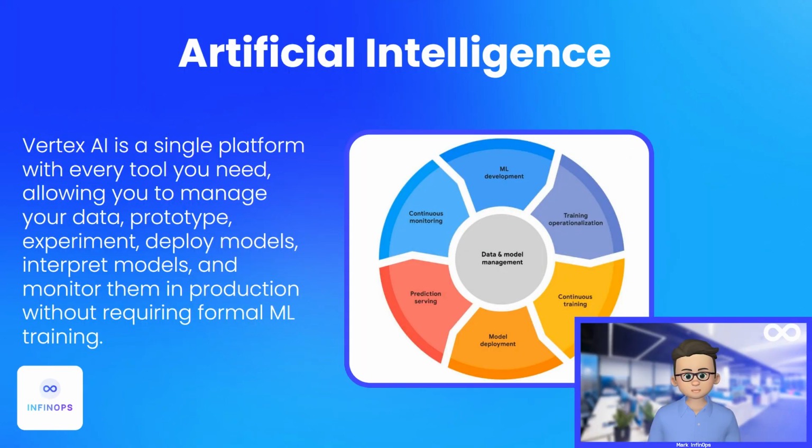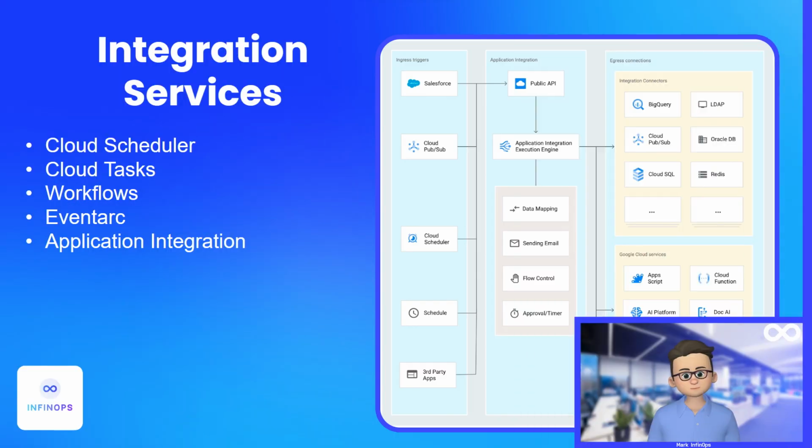Next, let's move on to AI. This encompasses various tools utilizing machine learning and tools for training your own models. There is no particular need to delve deeply into them. The diagram indicates what you can work with in GCP in this regard. Finally, let's discuss integration services. These include Cloud Scheduler, Cloud Tasks, Workflow, Eventarc, and application integration. Let's break them down one by one.